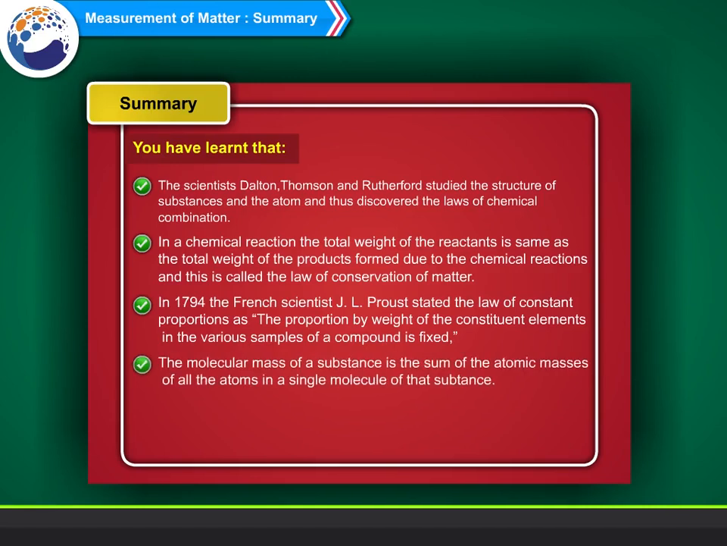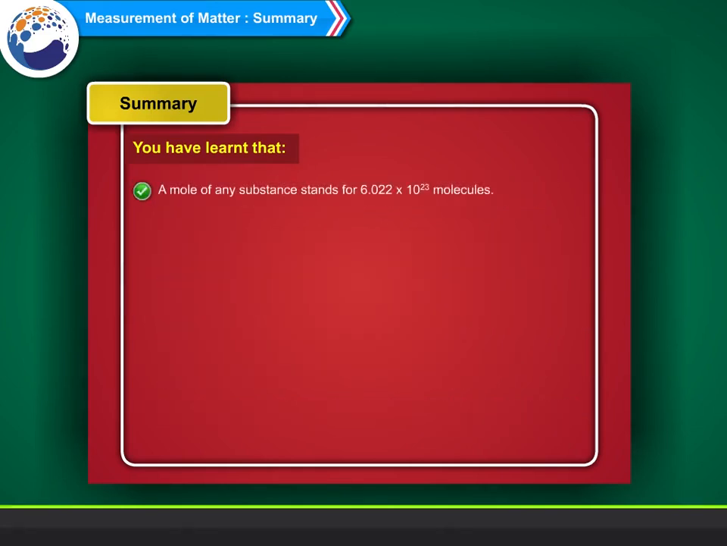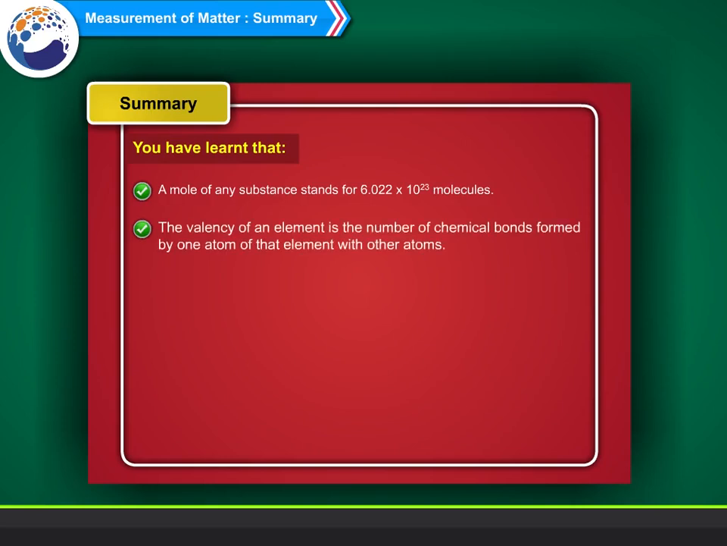The molecular mass of a substance is the sum of atomic masses of all the atoms in a single molecule of that substance. A mole is that quantity of a substance whose mass in grams is equal in magnitude to the molecular mass of that substance in Daltons. A mole of any substance stands for 6.022 multiplied by 10 raised to the power 23 molecules. The valency of an element is the number of chemical bonds formed by one atom of that element with other atoms. The force of attraction between them constitutes the ionic bond.